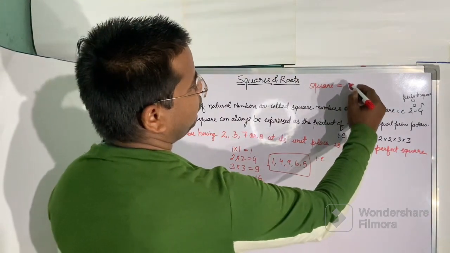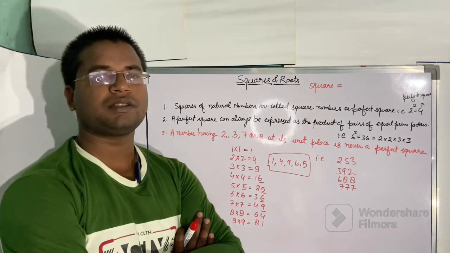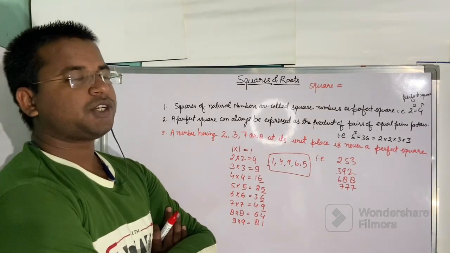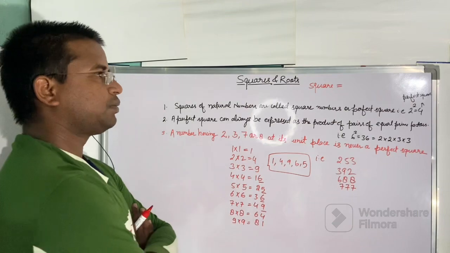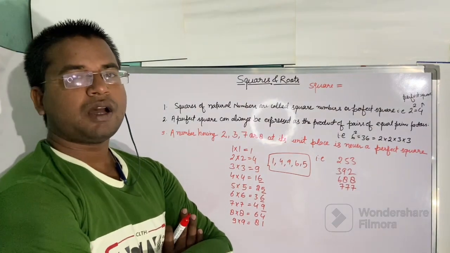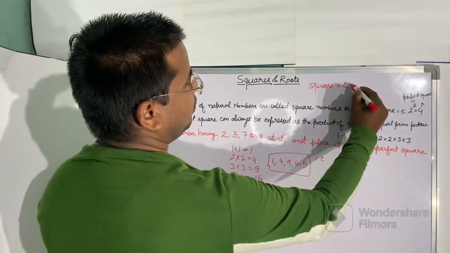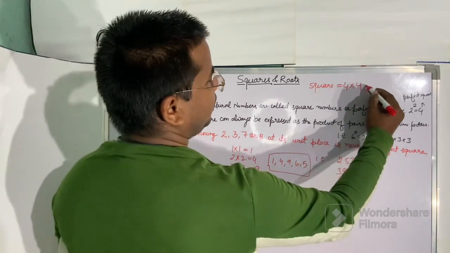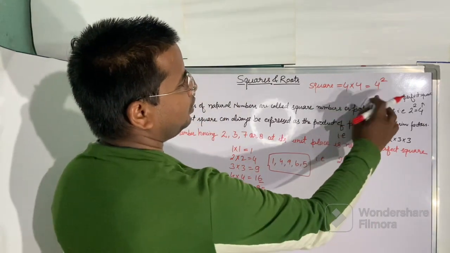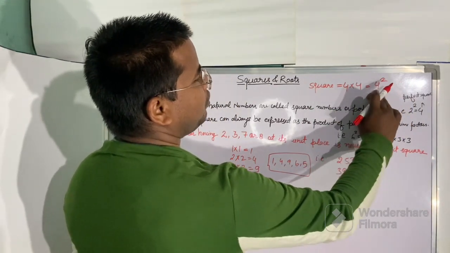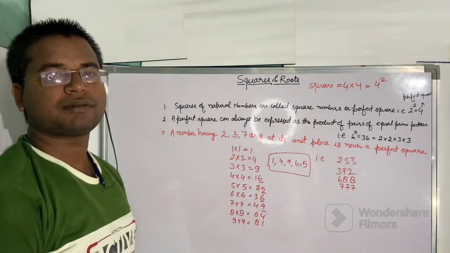What is a square? If a number is multiplied by itself two times, then we call the multiplication of that number a square of that given number. Here is one example. If 4 is multiplied by 4, then it is called 4 to the power 2. So we call it 4 square. Okay, so this is the concept of a square.